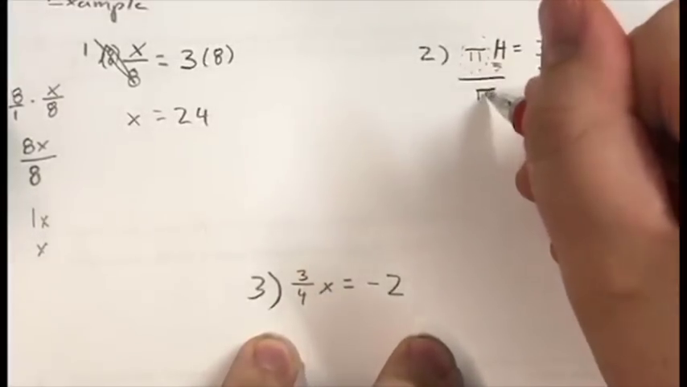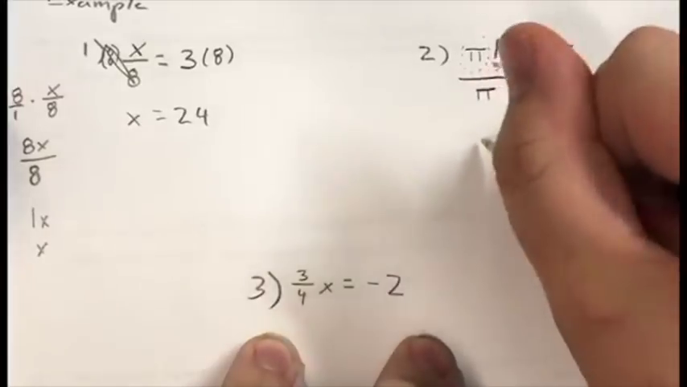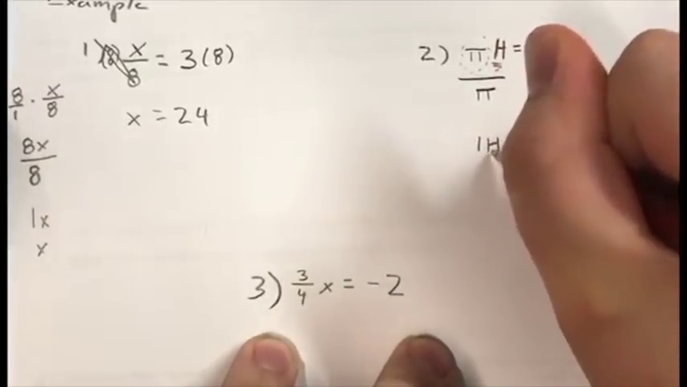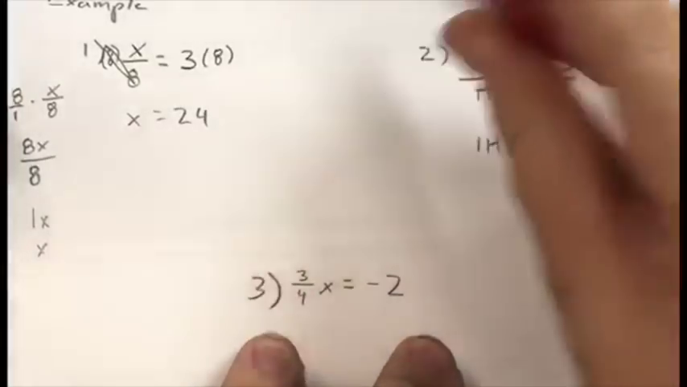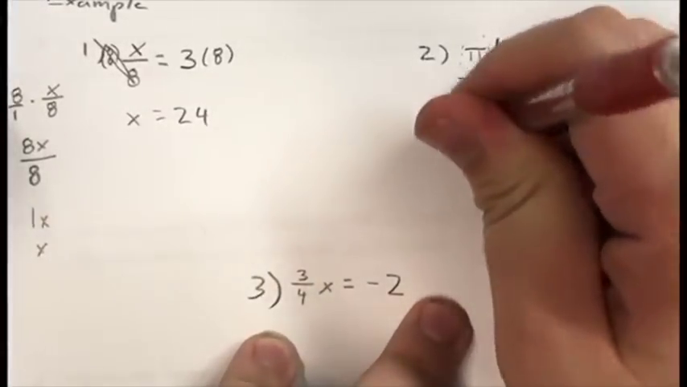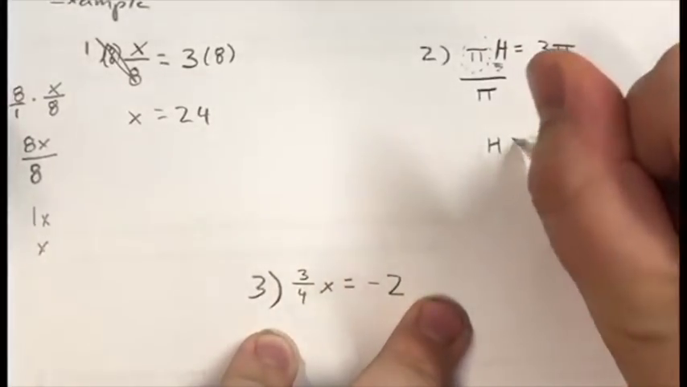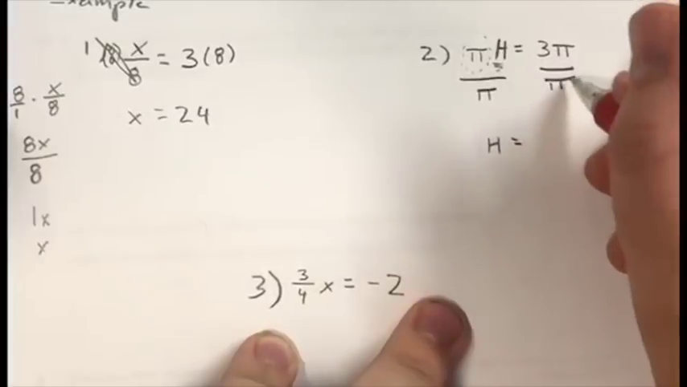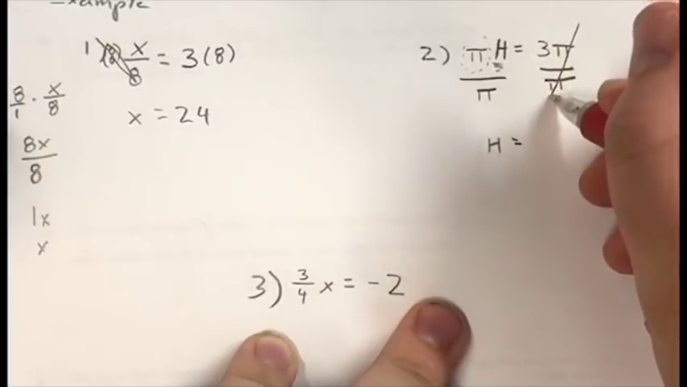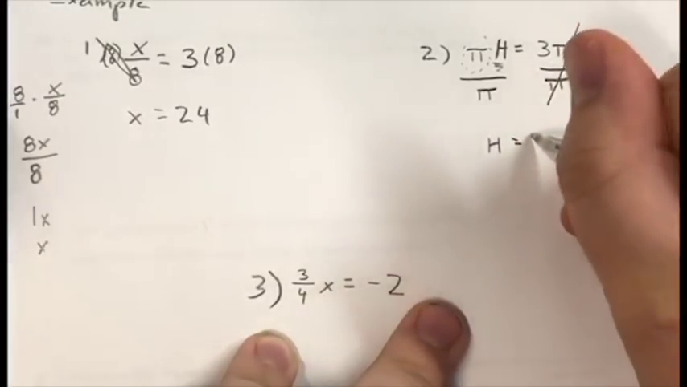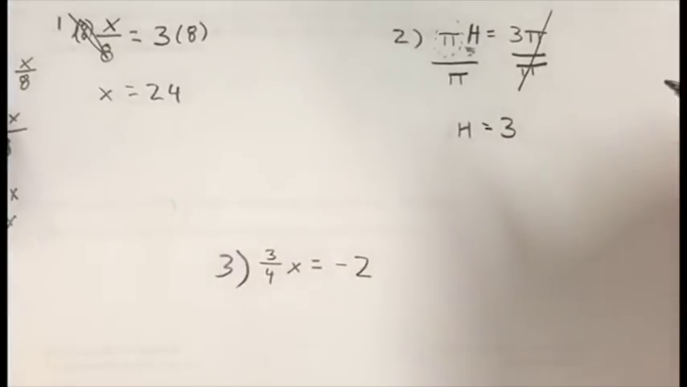Well, pi divided by pi gives me 1, so I could say 1h, or I can just say h, which would be easier, is equal to, well, 3 pi divided by pi, these cancel out and leave me with just 3.